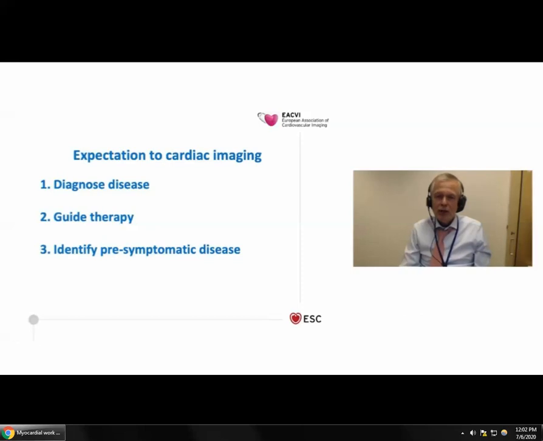In general, when you're doing cardiac imaging, we do it to diagnose disease. We also do it to guide therapy. But importantly now, we are focusing more and more on using imaging to identify the disease before people really get sick. It's the pre-symptomatic disease.